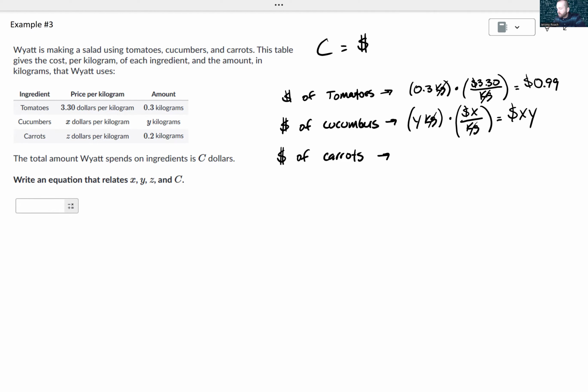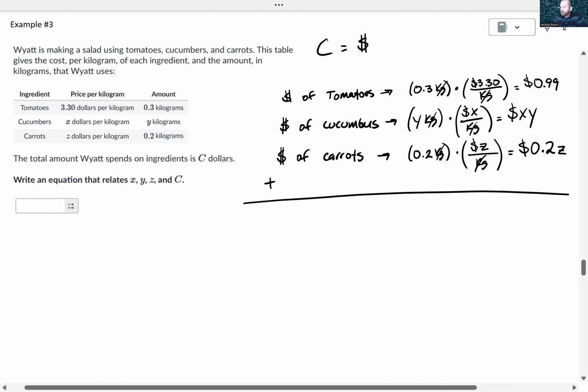Okay, and then for carrots, we have 0.2 kilograms. I think you might be seeing the pattern now, times Z dollars per kilogram. Cross out the kilograms, those end up canceling out. And now we have 0.2 Z dollars. We're going to add all these together for the total cost.